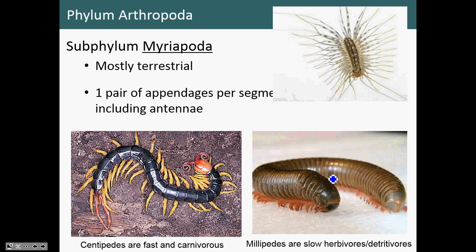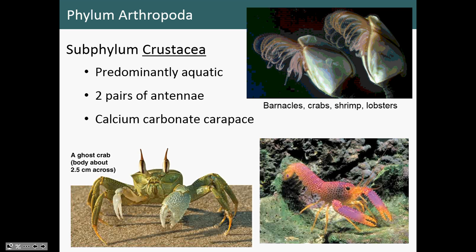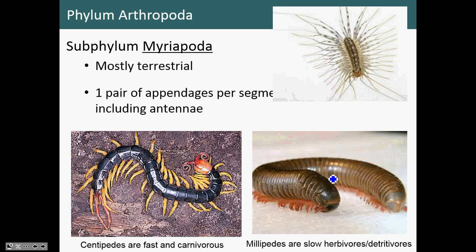Okay. Then our next subphylum is the Myriapoda. And Myriapoda really contain 2 main groups, centipedes and millipedes, right? These guys are mostly terrestrial. So are most of the arachnids, but not all of them. And they have 1 pair of appendages per segment.